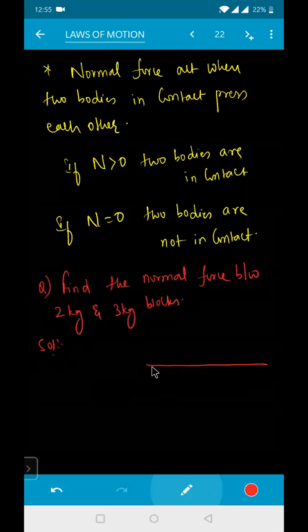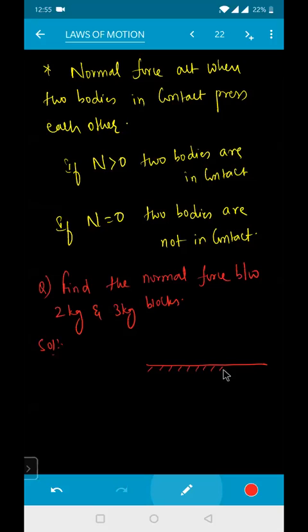This is your horizontal floor. On this one, we are keeping a block. One is your 2 kg and another is your 3 kg. Okay, now what is the normal force between them? Normal force between them, that means this is the contact. चलो बोलो जल्दी से. Just make an FBD separately.